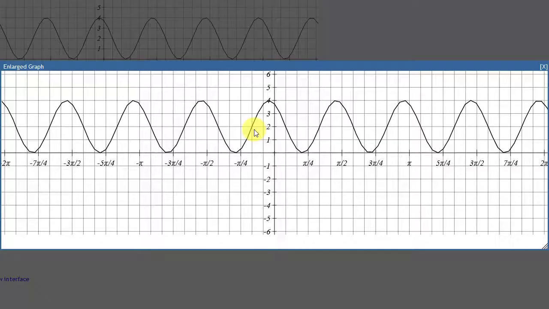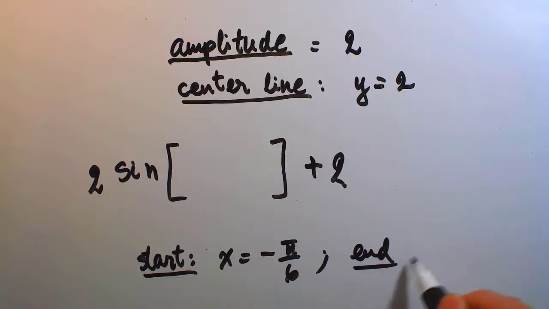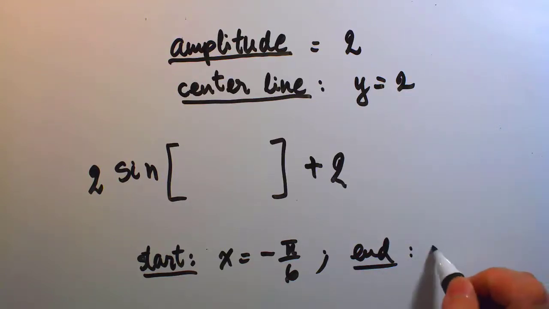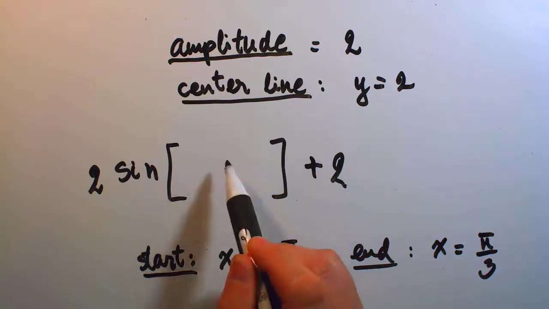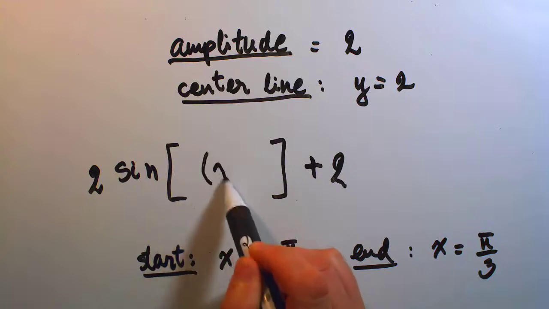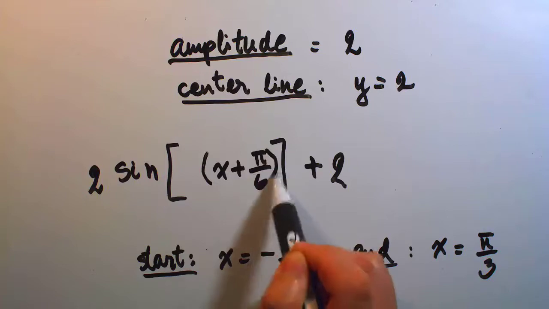In that way, let's look over to the other side where it ends right here. It seems like we have 1, 2, 3, and 4 little spaces like that. And so it seems like the end of our base unit there is at pi over 3. And that means immediately in our function here, it has to be x plus pi over 6.